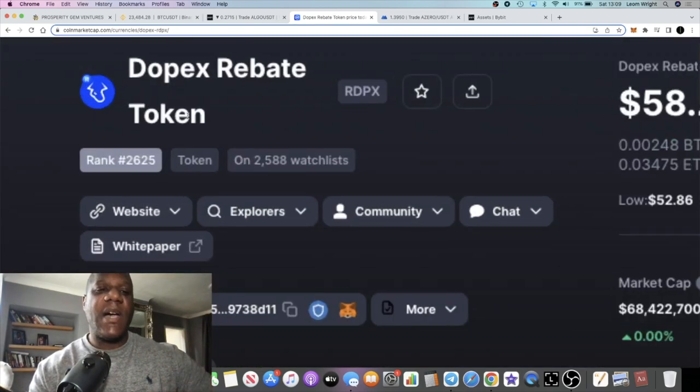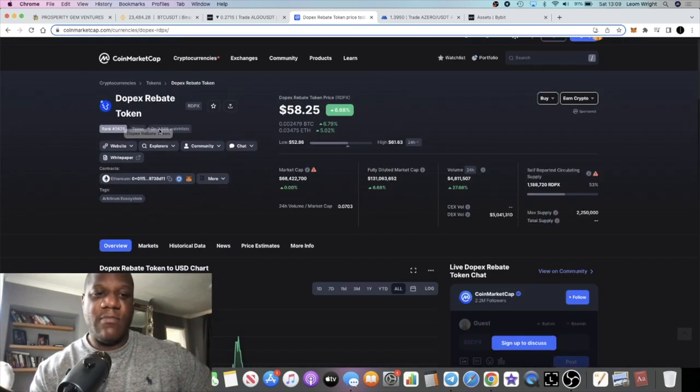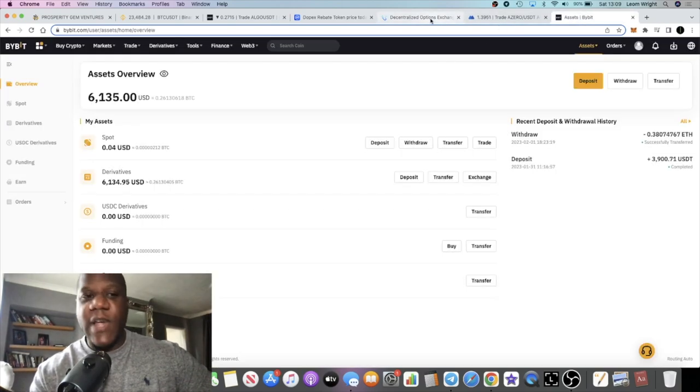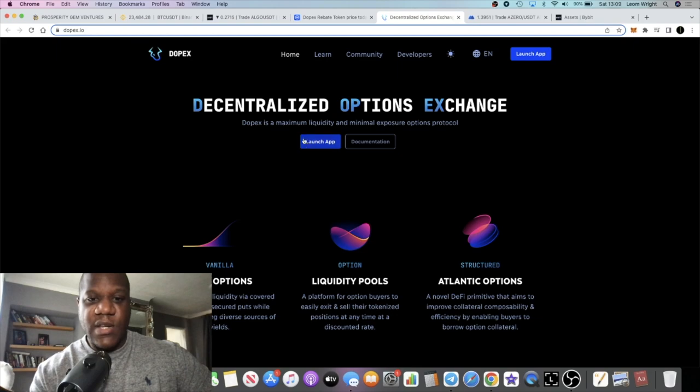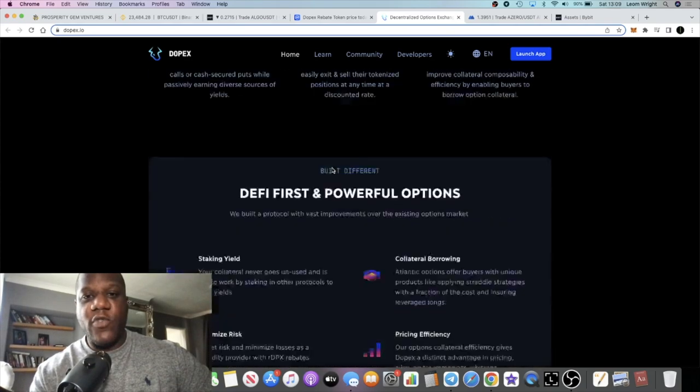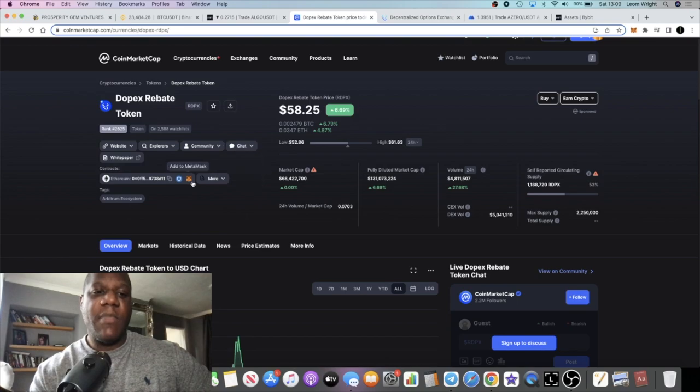If you think about GMX, Dopex Rebate Token, or RDPX is the token ticker. So this is basically an options trading platform. It's decentralized, so you don't need to use Bybit or anything like that to do leverage trading. You can do this all through your wallet, your MetaMask or whatever, and trade decentralized options. I really like this platform for the simple fact that it's low in market cap.